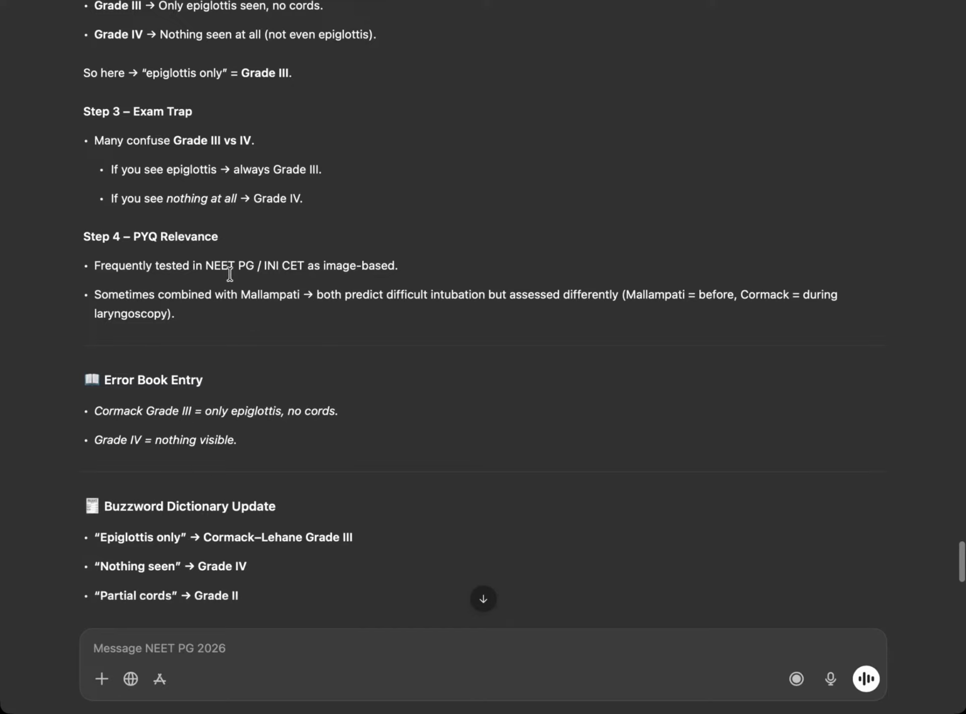Grade 4, nothing visible, frequently sometimes combined with Mallampati. Both predict difficult intubation but assess differently. Okay.